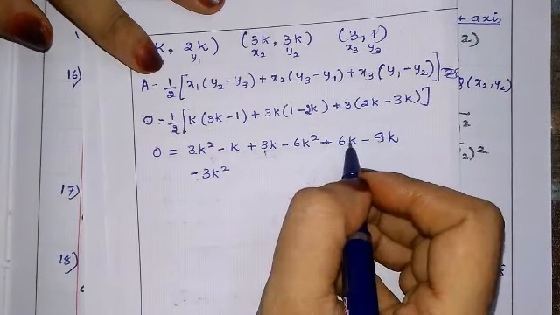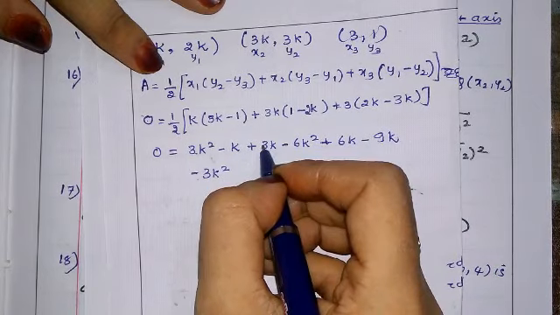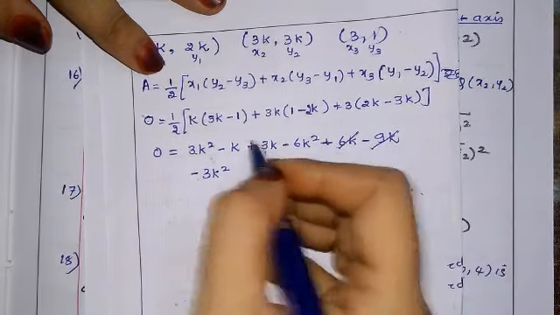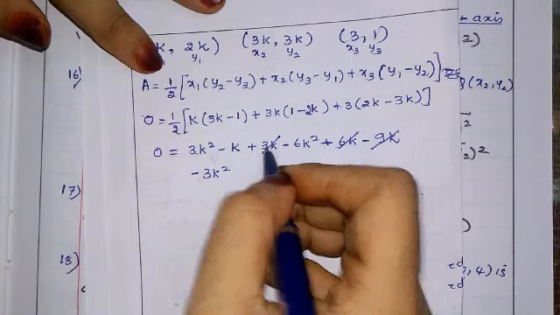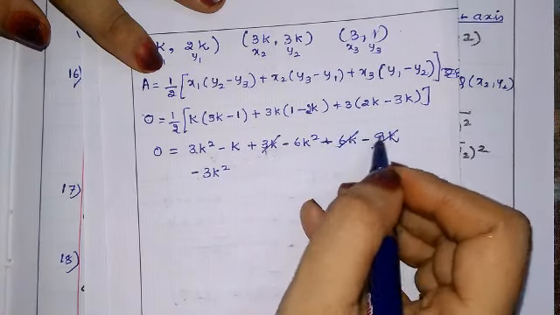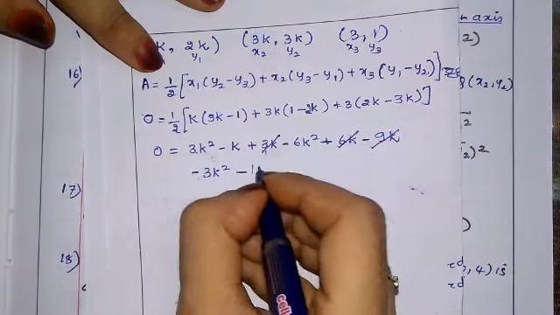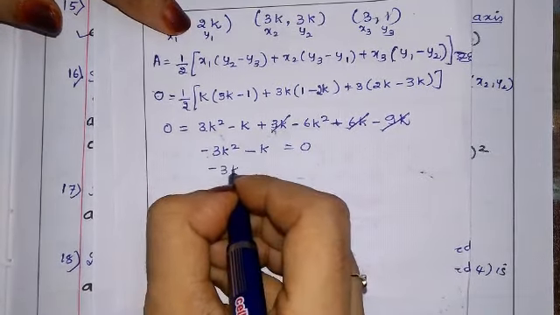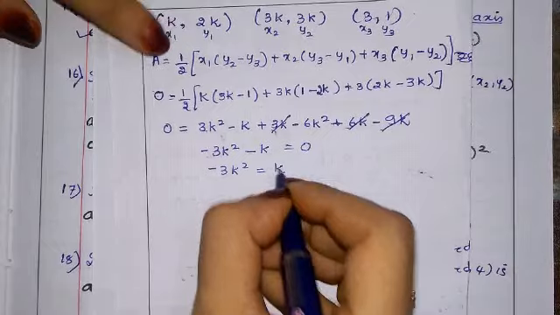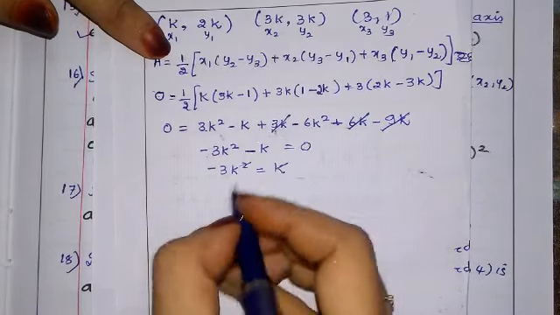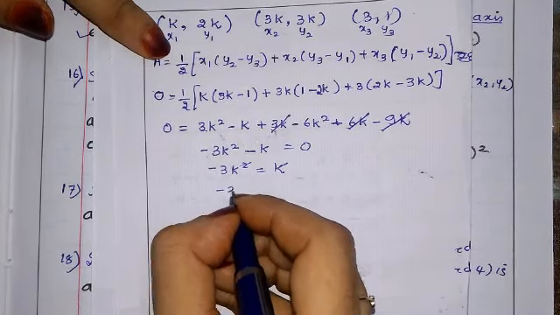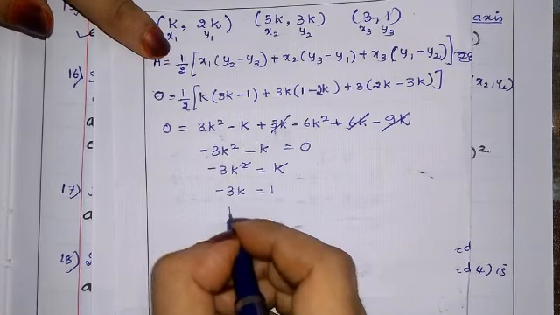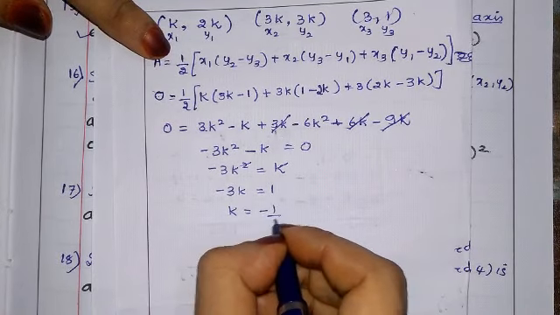Now k terms we will see. 6k plus 3k is 9k, plus 9k minus 9k got cancelled. 3 plus 6 is 9, minus 9, k got cancelled. Minus k equal to 0. Okay, minus 3k square is equal to k. k got cancelled. Minus 3k is equal to 1. K is equal to minus 1 by 3.